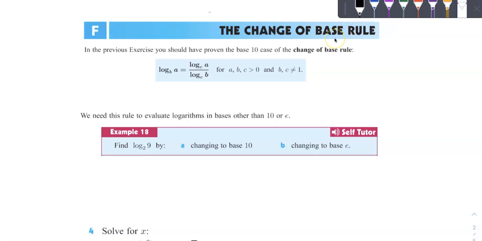The change of base rule. The change of base rule lets you rewrite any log as two different logs being divided by each other. So the quotient of two logs. And that's a kind of powerful thing. So let's look at it.